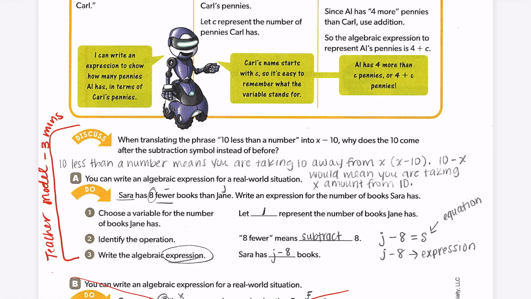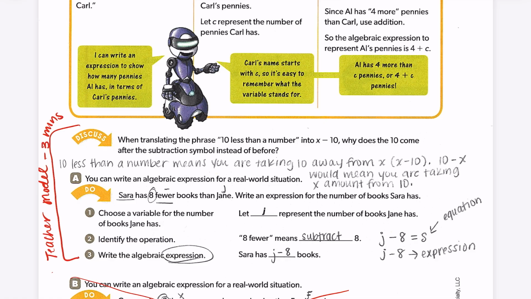In some of the later questions, it's not going to tell you the variable. Students will have to choose the variable. You can tell them to use the first letter of a name. Then it tells us to identify the operations that are being used. When it says Sarah has fewer, that is the mathematical buzzword that indicates an operation. Students should know that fewer indicates subtraction is happening. So 8 fewer means to subtract 8. So Sarah has J minus 8 books.